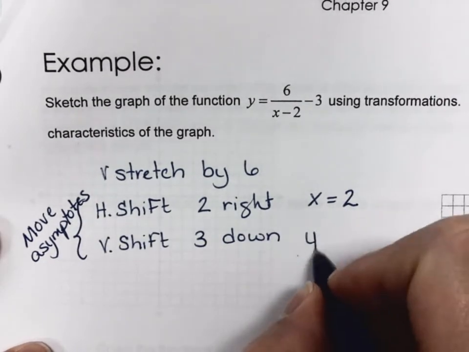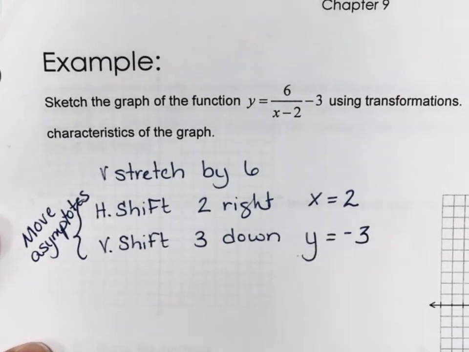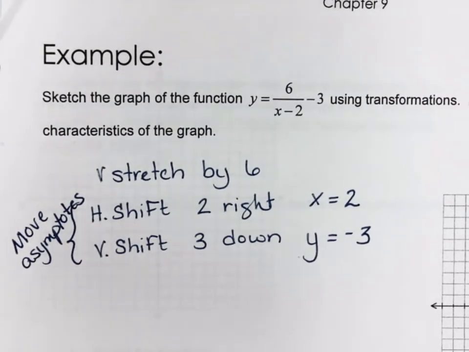So this one will move to y equals -3, because it was at y equals 0. Now it's shifted down to y equals -3. So when I ask for the equation of the asymptotes, you need to be able to write the equation of them. Make sense to everybody? Sure.